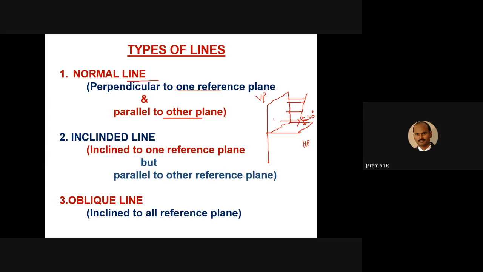So now the line is inclined to one reference plane. It is inclined at 30 degrees to the horizontal plane, but parallel to the vertical plane. That is also an inclined line. And there is one more possibility also.